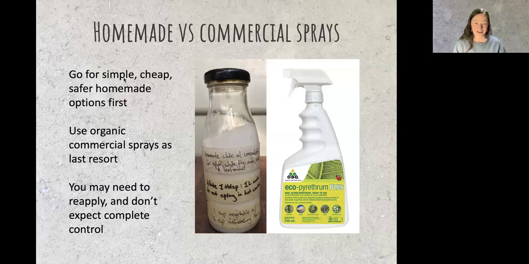If that hasn't worked, if I'm sure that there's enough damage to warrant it, and I'm not going to get a crop if I do nothing, then I might reach for a commercial spray. And the example here is one that I very, very rarely use, to be honest, but one that I would use if there was something really serious going on that was concerning me. And this is a natural pyrethrum product, which is made from the pyrethrum daisy.